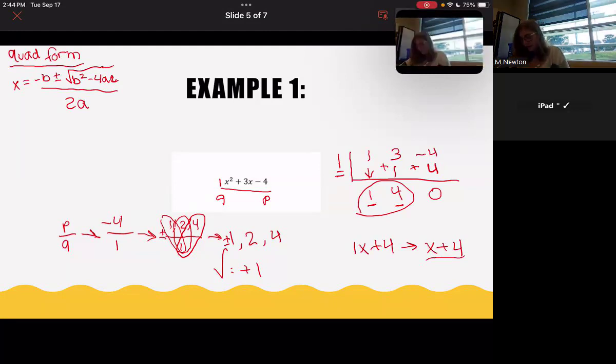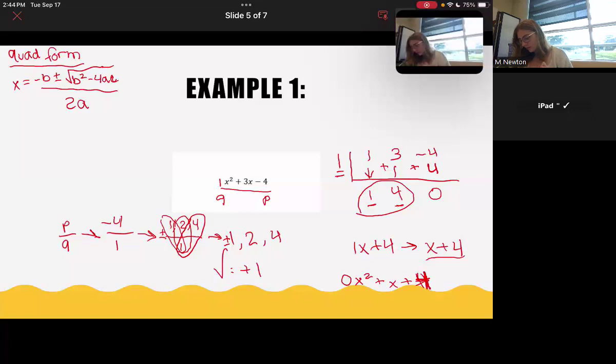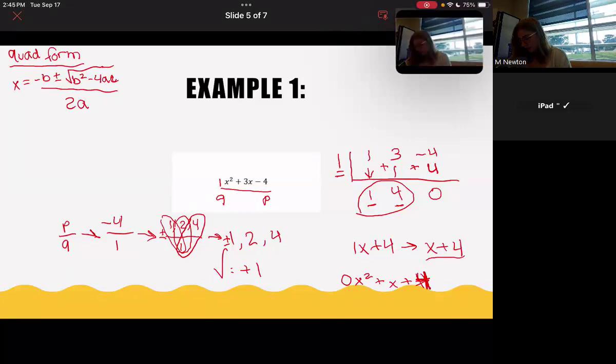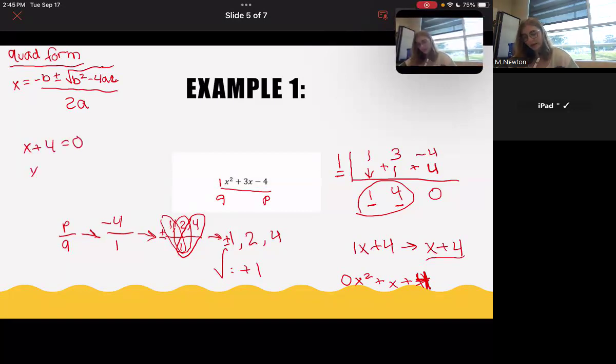So taking what we have here, if we don't have any x squared plus x plus 4... actually, we don't even have to go that far. I'm going to save the quadratic formula for my second example. x plus 4, we just set that equal to 0, and we get x equals -4. So our two zeros are going to be +1 and -4.